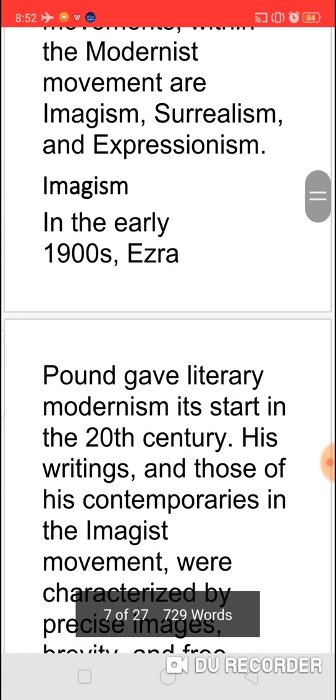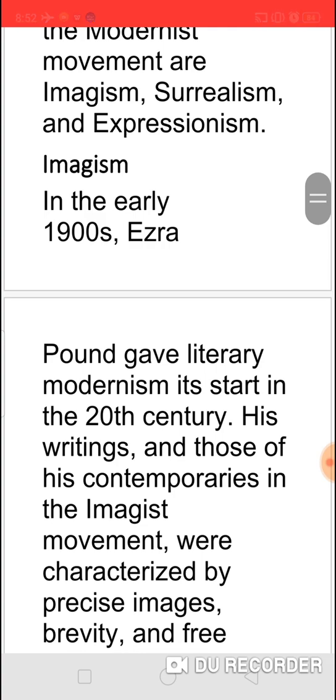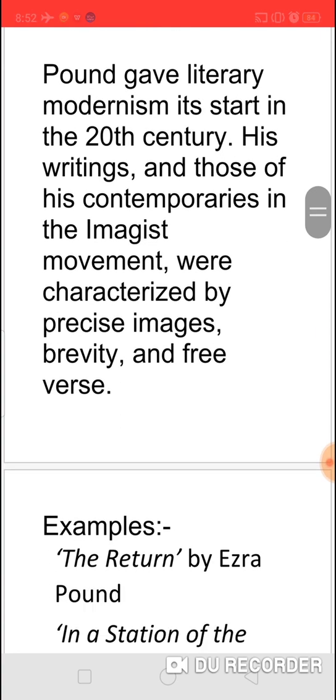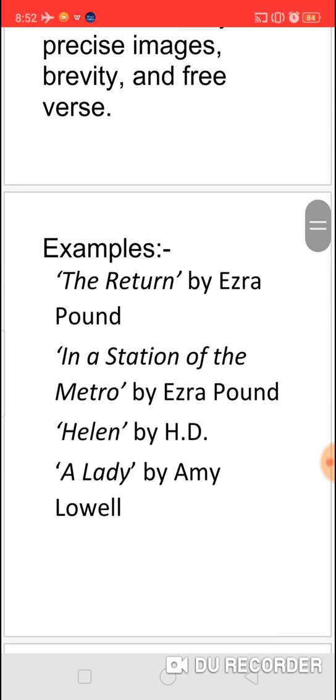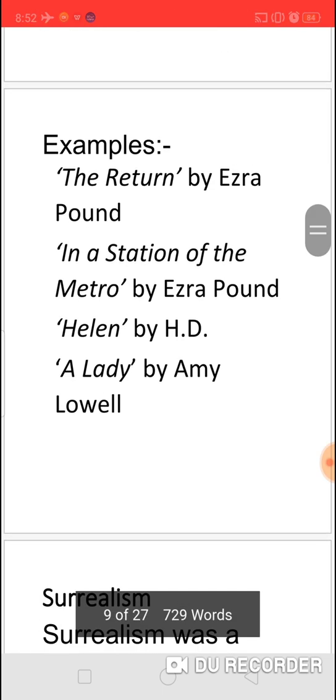Imagism: in the early 1900s, Ezra Pound gave literary modernism its start in the 20th century, and his writings and the writings of his contemporaries gave precise images and started using free verse. Examples of this are The Return by Ezra Pound, In a Station of the Metro by Ezra Pound, Helen by H.D. and A Lady by Amy Lowell.